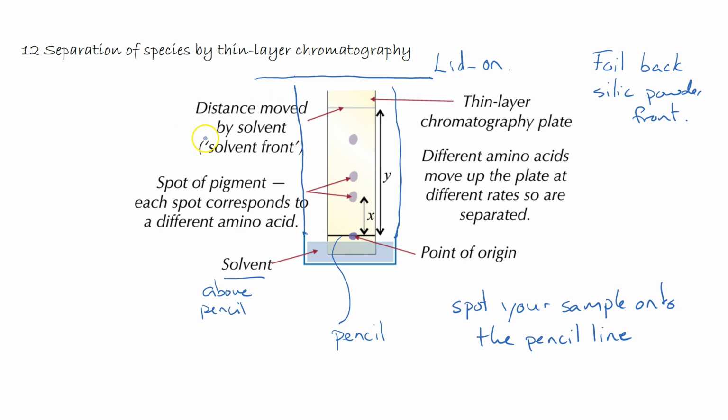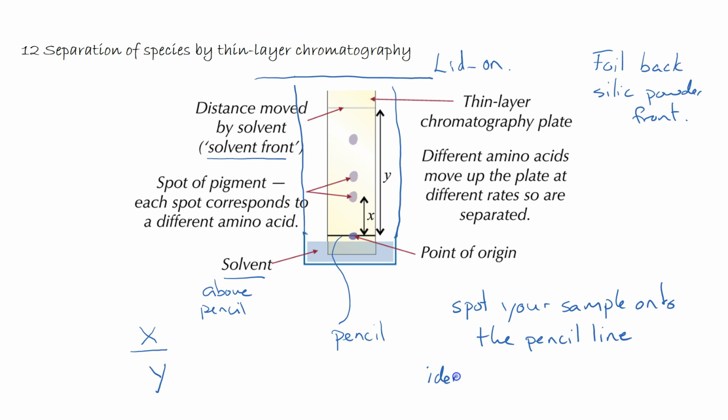We then do the thin layer chromatography by putting it in and leaving it for some time, and we wait for the solvent front to reach near the top. The solvent front is simply the distance moved by the solvent and is measured by this value y from the pencil line up to where the solvent stops. We then can identify how far the spots have moved over the experiment, and the distance each of the spots has moved we define as x in this example.